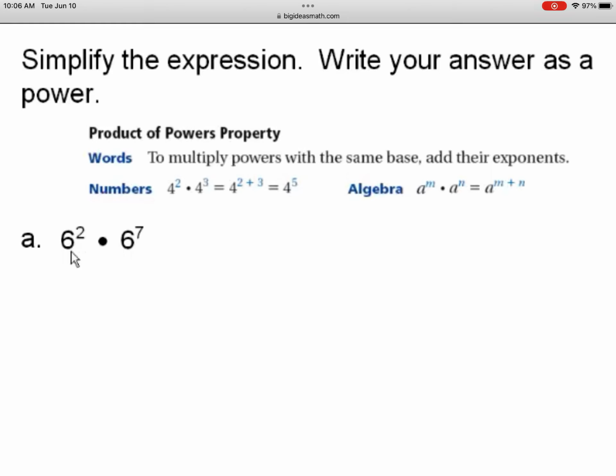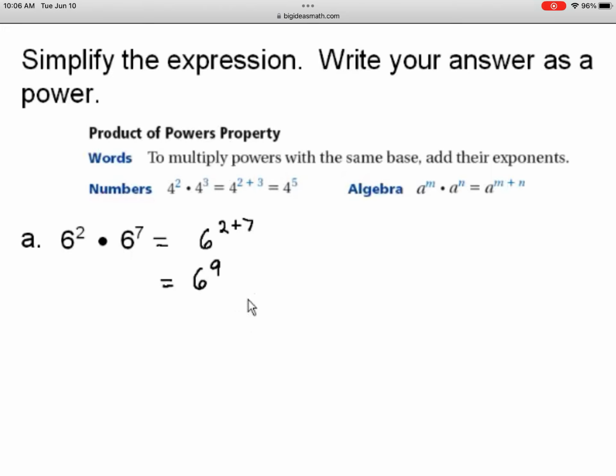Simplify the expression 6 squared times 6 to the 7th. Note that the powers have the same base, 6, so we can use the product of powers property. Keep the base, 6, and add the exponents, 2 and 7. 2 plus 7 is 9, so the expression can be simplified to 6 to the 9th.